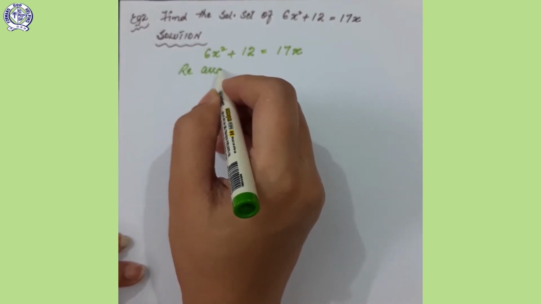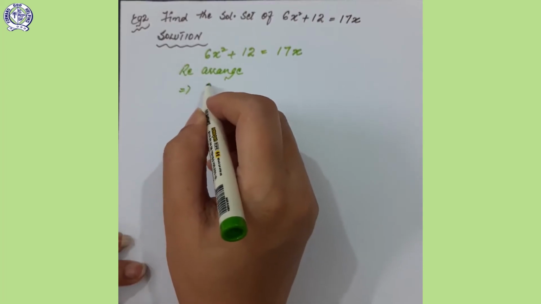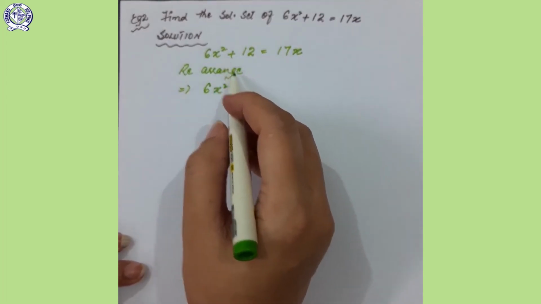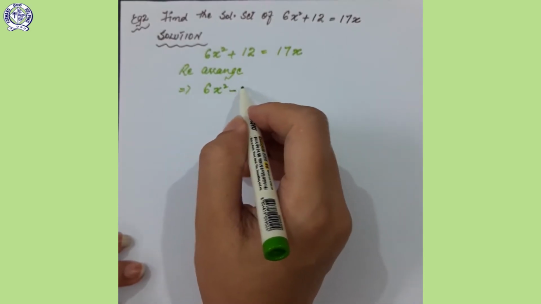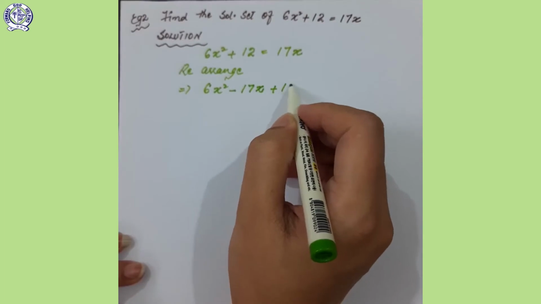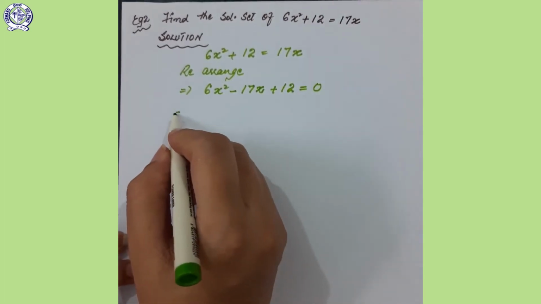Okay, rearrange. So this will become 6x² minus 17x, you have to bring it here, so plus will change into minus 17x plus 12 equals 0. Now you can break the middle term.